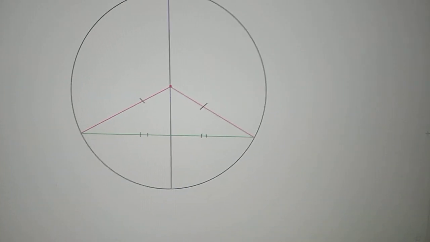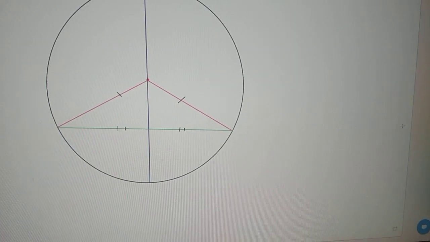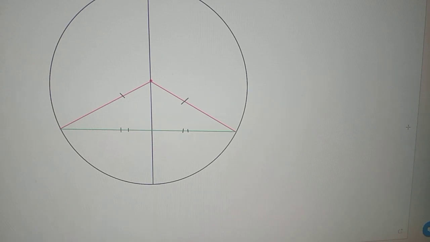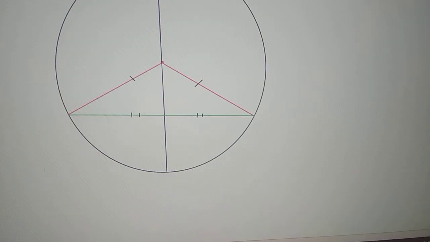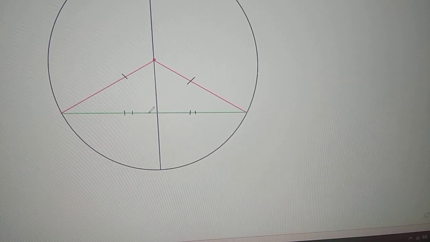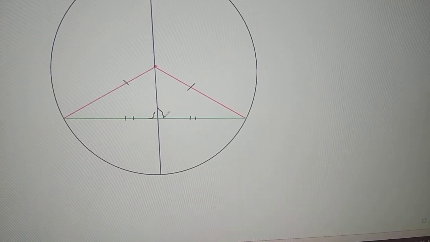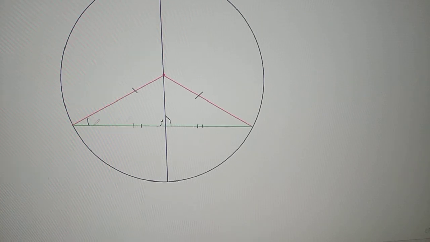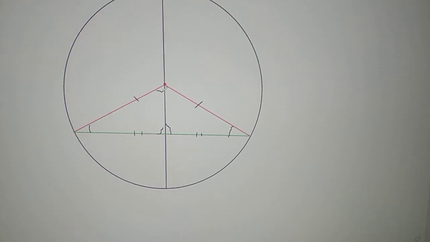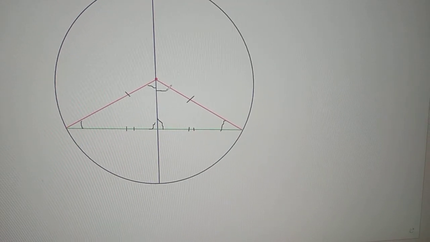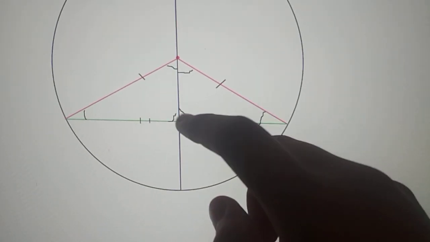So we have side, side, side. What does it mean? That the two triangles are equal to each other, and the angles opposite to the equal sides are equal to each other. So we will have that this angle is equal to this angle over here. This angle is equal to this angle over here. And this angle is equal to this angle over here. Whoa. What do we have here? We have that this angle is equal to this angle.